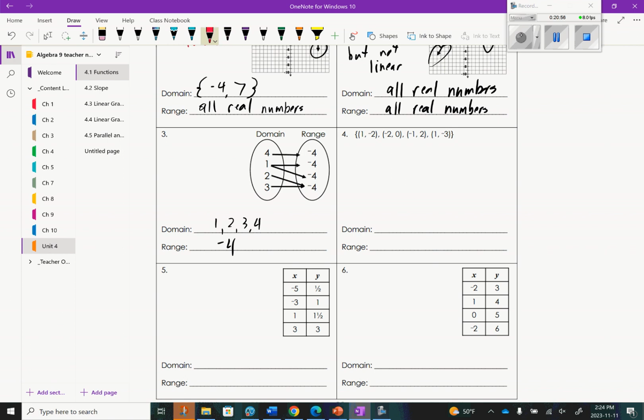But notice what happens right here. We can get the same value in the range over and over again. Ooh, now hold on, that's kind of tricky. For one value of the domain, it looks like we got two different arrows, but this still qualifies as a function.